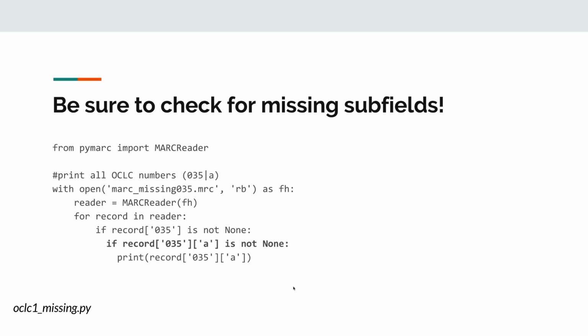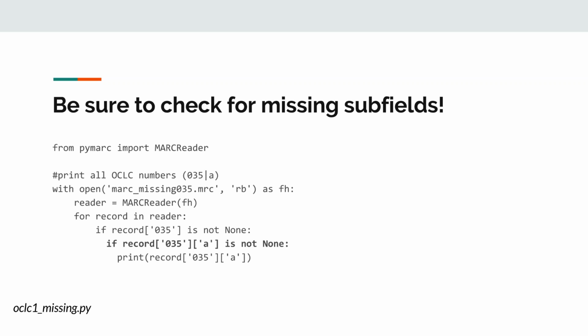In most of my examples, and you'll see this in the more extensive scripts in the GitHub repository, I'm not only checking for the existence of the field, in this case 035, but I add yet another conditional underneath. Notice that it's also indented again. Python is going to read this logically. It's going to start with for record in reader, then go to if the record 035 is not None. If that condition is met, it's going to go to the next conditional.